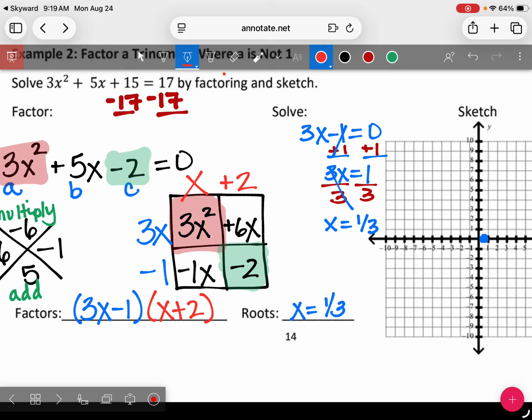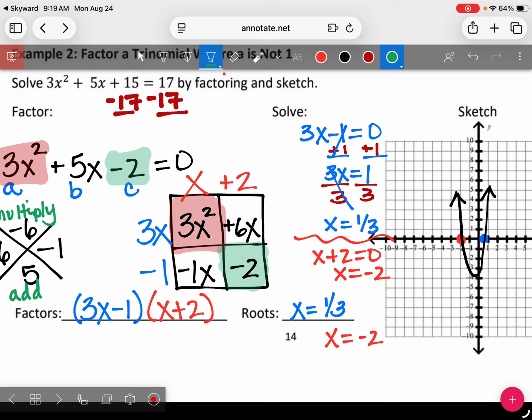Go ahead and set that one equal to 0. And you should get x equals -2. Put a point on the -2 and draw a smile. And that's it.